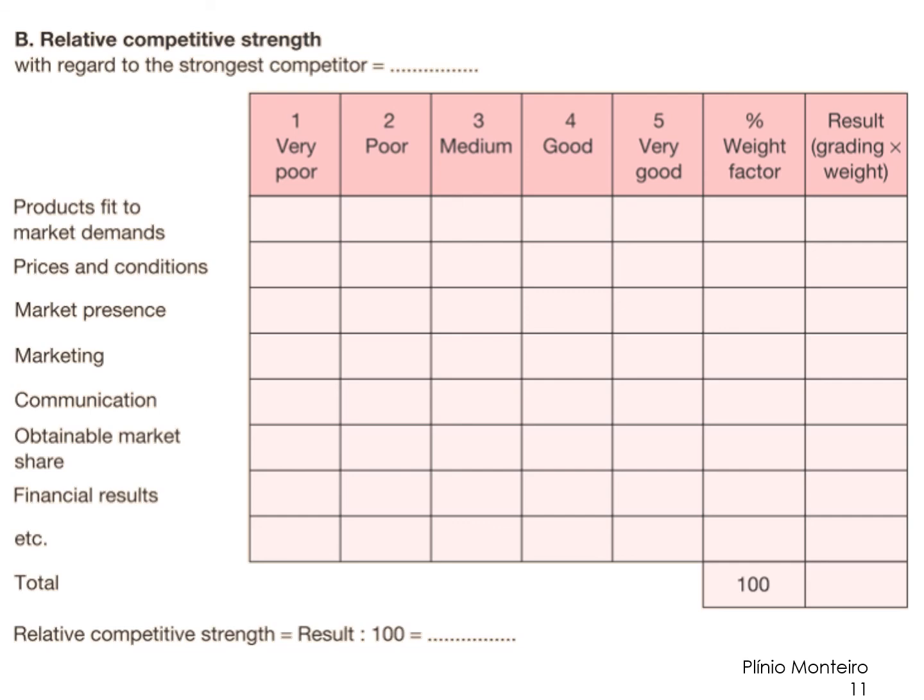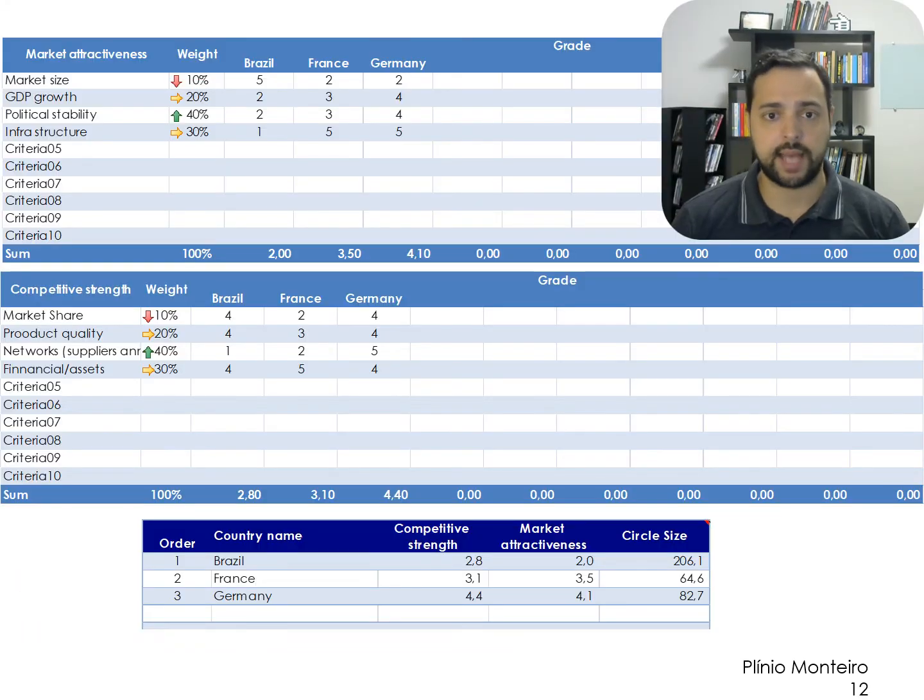In that case, you're going to select factors that you believe are important for defining your competitive strength in these countries. And for each of these factors, you're going to make an assessment and also establish a percentage of importance. And then you're going to make the same multiplication and sum up all the results to finally have your index of competitive strength.